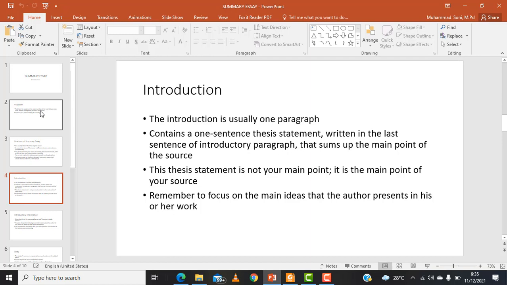Well, writing a thesis statement, especially for the summary essay, is quite tricky. So you have to be careful when you write down the thesis statement for the summary essay. One example of the thesis statement of the summary essay is that you can write down one sentence that becomes the main point or the main focus of the source that you're about to summarize.